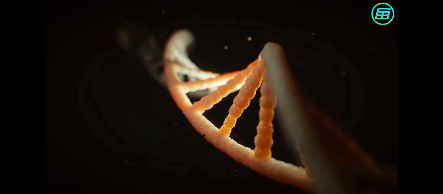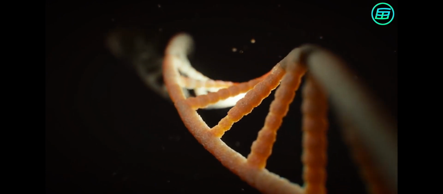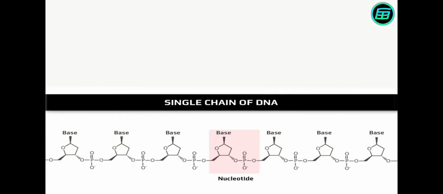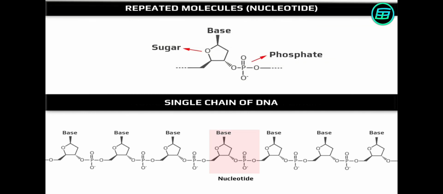Besides artificial polymers, there are also natural polymers such as silk, wool, DNA, and rubber. If we take a look at a single chain of a DNA molecule, we can see that it consists of repeated molecules of sugar, phosphate, and a base.